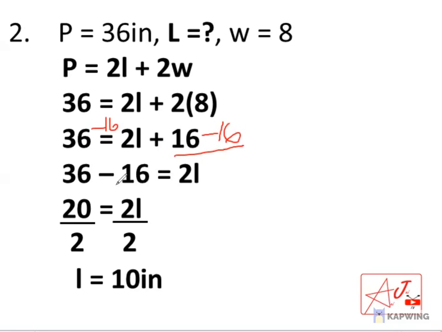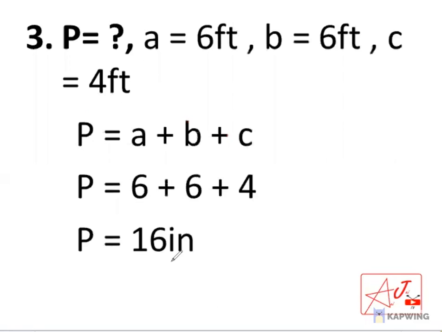At ang gagawin lang natin ay sagutan to. What is 36 minus 16? That is 20, which is equal to 2L. Pero dahil length lang ang kailangan natin, we need to get rid of 2 by dividing both sides by 2. Yan, dinivide natin magkabila ang sides na equation by 2. And the answer for the missing dimension is 10 inches. Okay. So, do not forget to write the unit. That is very important.